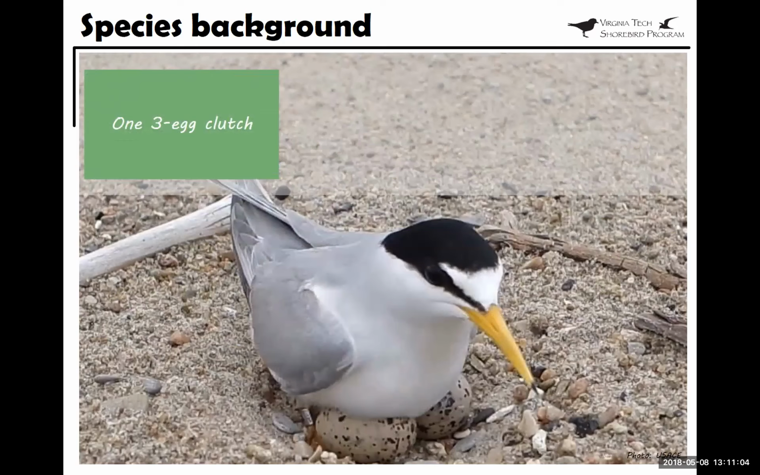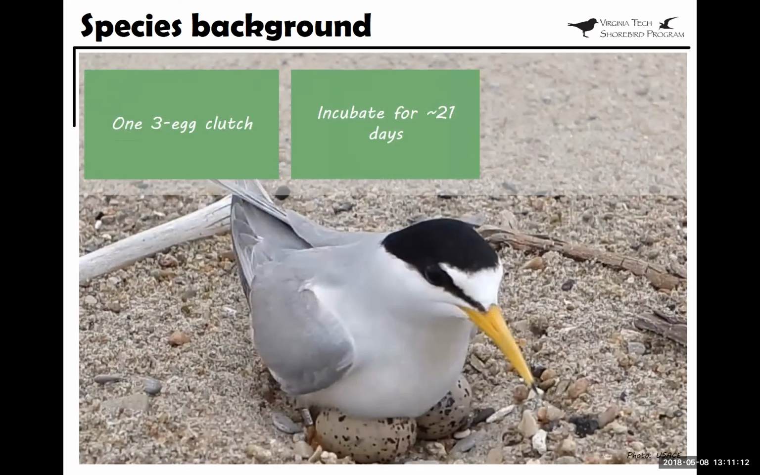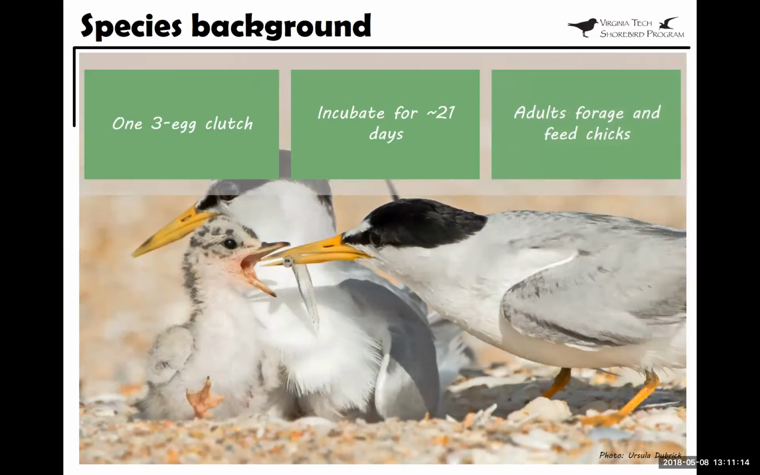So terns and plovers are similar in many ways, but some differences are that terns have a 3-egg clutch that's incubated for only 21 days, and adults forage for small fish and other prey that they feed to their chicks.